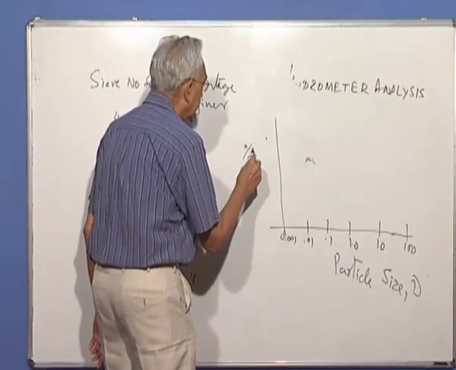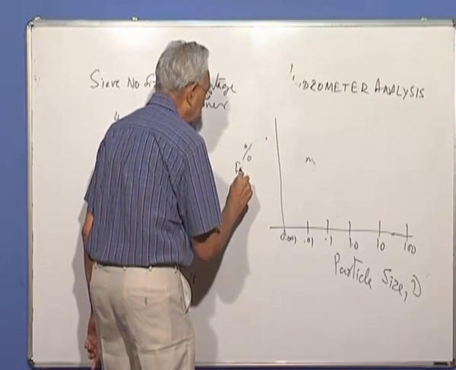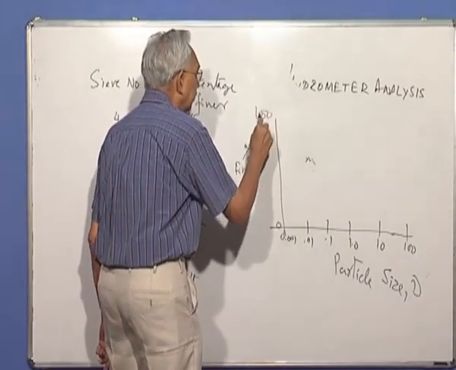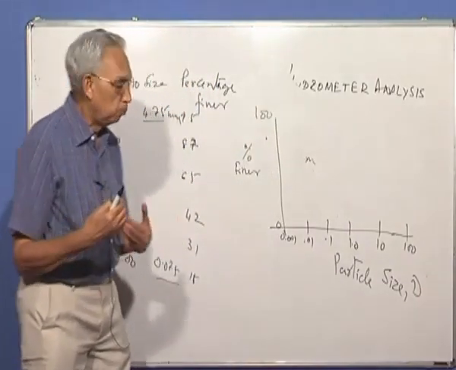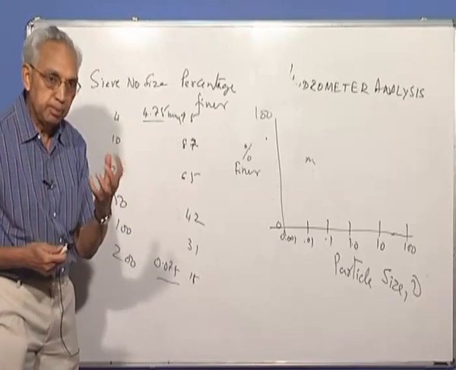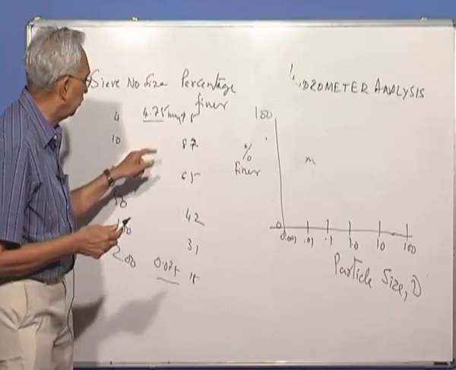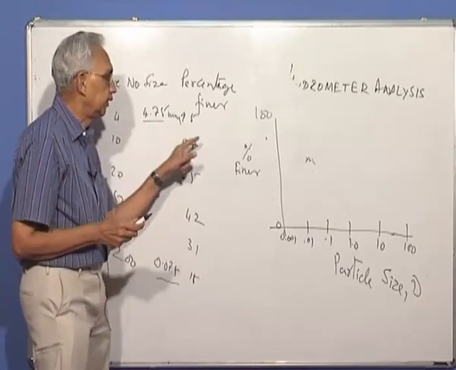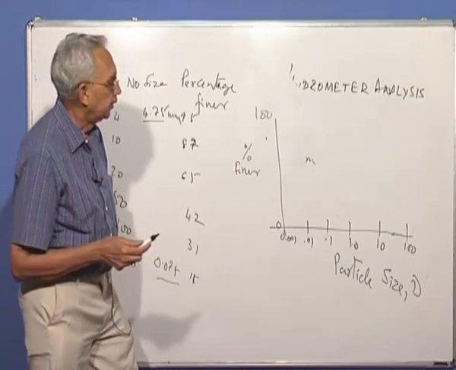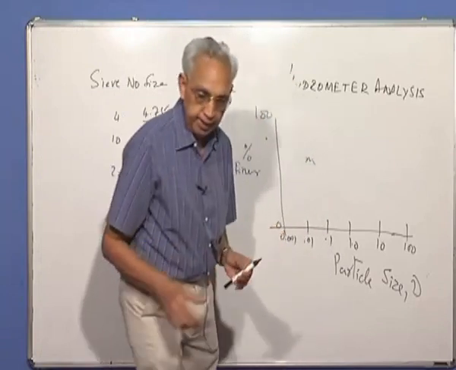Here I'm talking about percentage finer. It goes from 0 to 100. If every particle goes through, this could be 100. Suppose the maximum size of the particle is less than 4.75 millimeters, all the soil will go through, so percentage finer is 100. Then I can plot all these points.